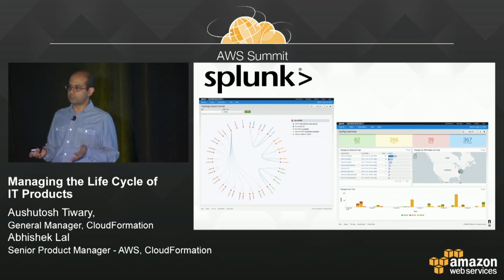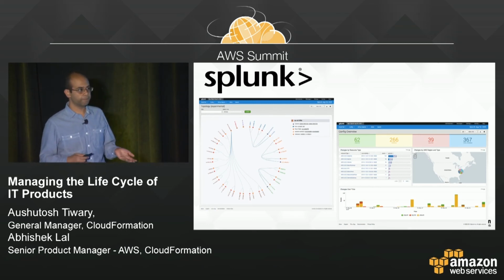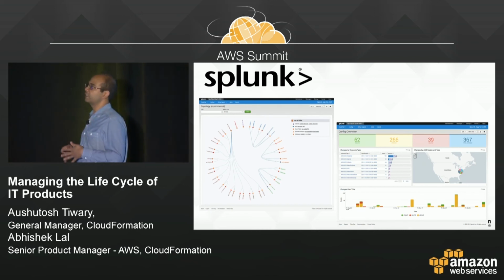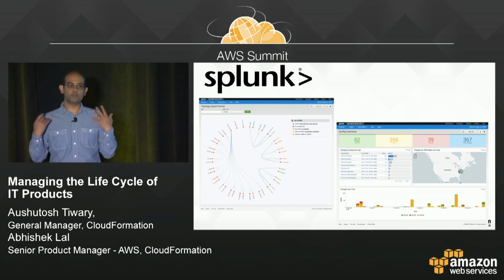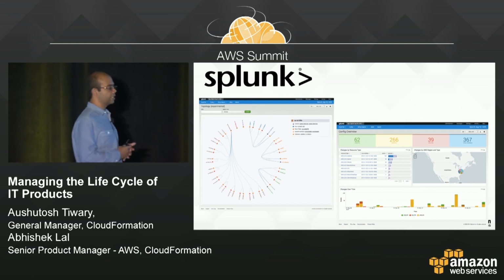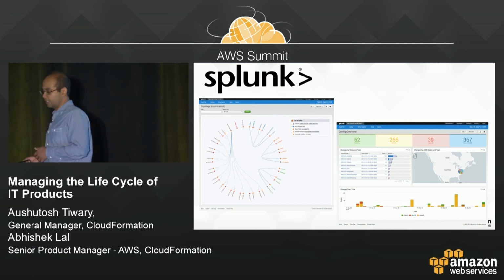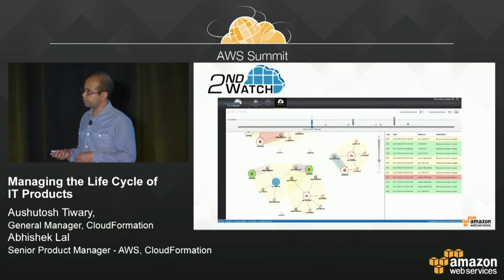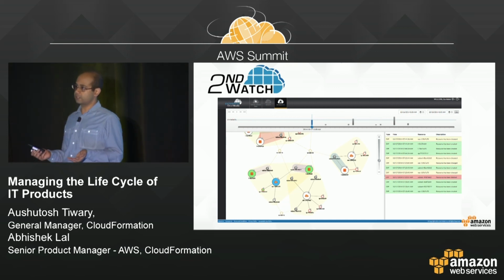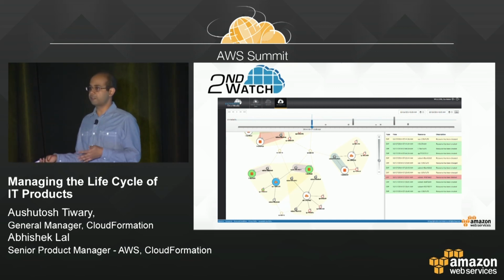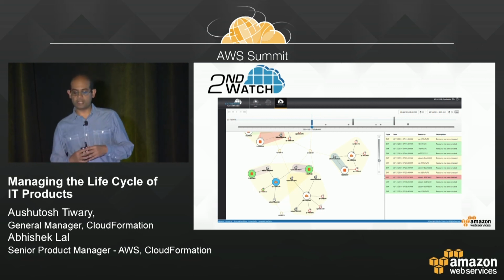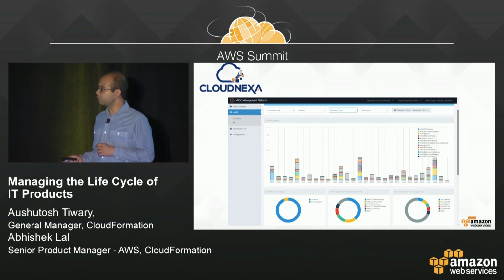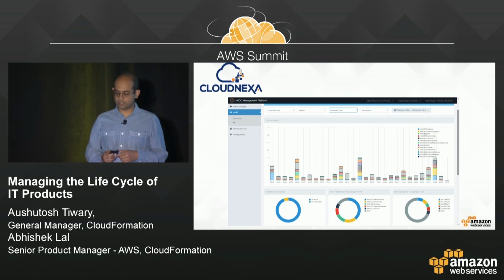All your existing tools can still be used with this data. AWS Config has several partners who have come in and integrated with Config data once it is available. This can be to provide visualizations. This can be to integrate with your existing processes. I'll show you a few examples. Splunk, Red Hat, Second Watch. All of these are partners whose tools use AWS Config data and integrate with your existing processes and your existing tools. CloudNexa is another example. So very easy to get started, integrates with all your existing tools and processes.